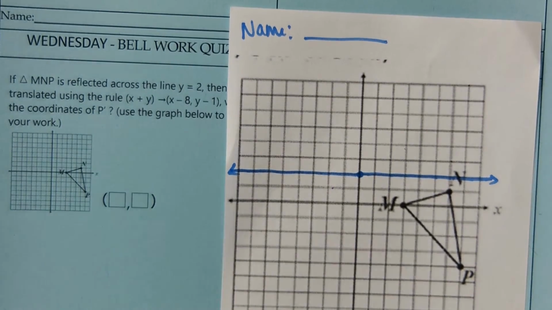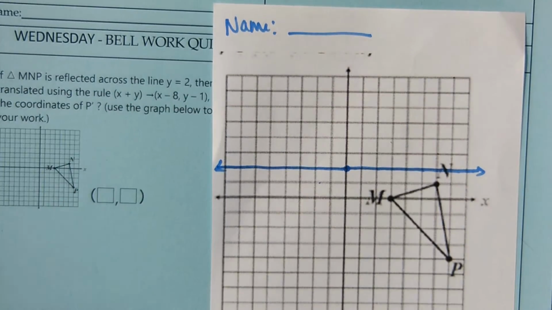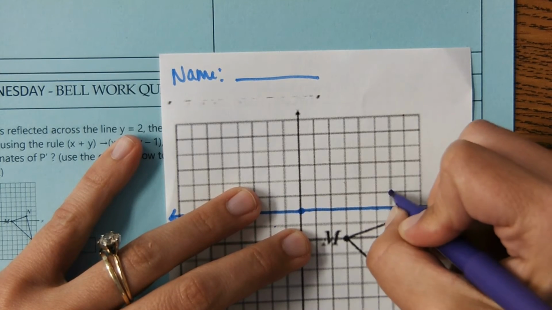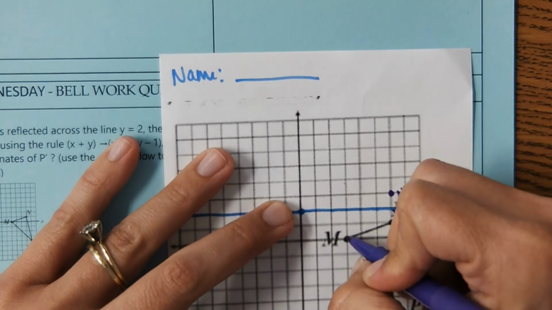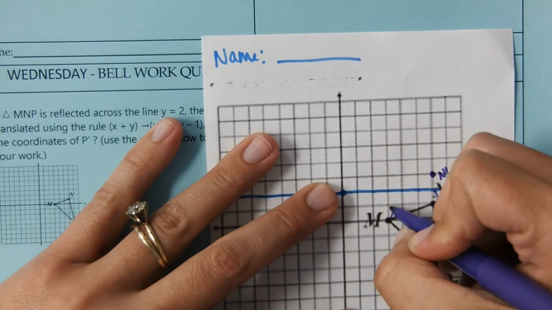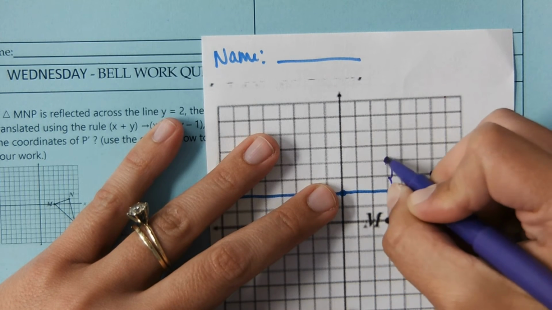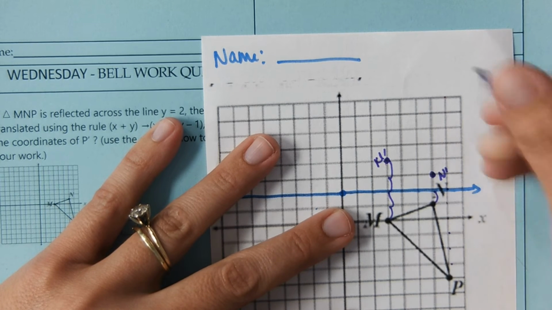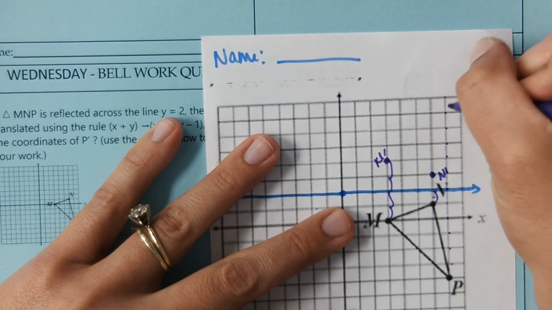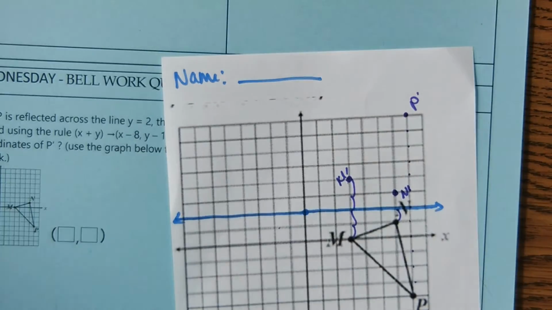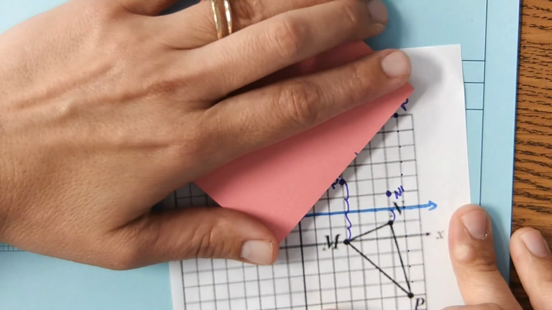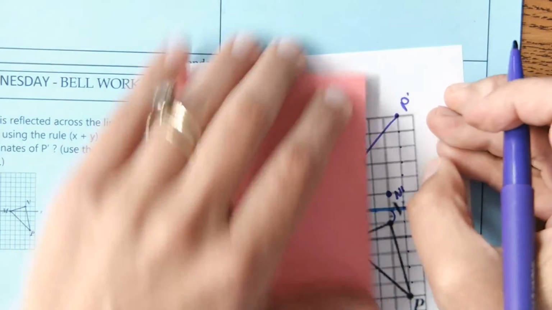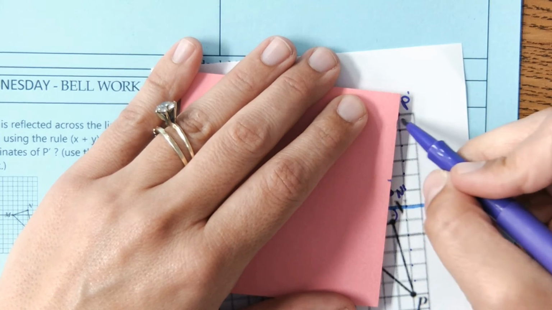Okay, so first step would be to reflect this over the line. You're going to reflect each point the same amount of units. N is 1 unit from the line, so you put N prime right here, and M is 2 units from the line, so you count 1, 2 up here, and you get M prime. And then P is 1, 2, 3, 4, 5, 6, 1, 2, 3, 4, 5, 6, and we get P prime up here. Then you connect your dots to get the new shape. You have to do this to get to the next step, so you can't skip steps because otherwise it just won't work.